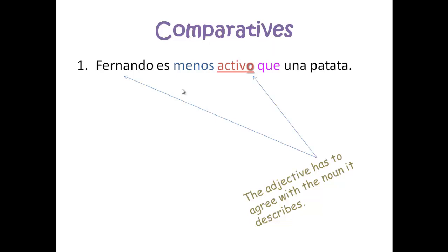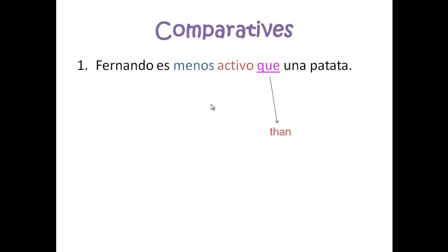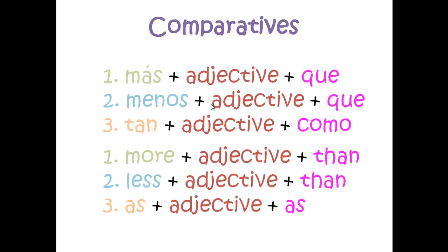Pause the video, by the way. Okay, welcome back. So if you put Fernando es menos inteligente que una patata, well done. So you replace the activo with inteligente. Once you get your head around it, it's quite easy to do. And that's our than. So we've got less, adjective, than a potato.